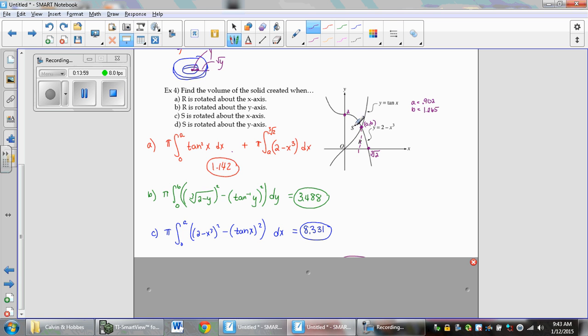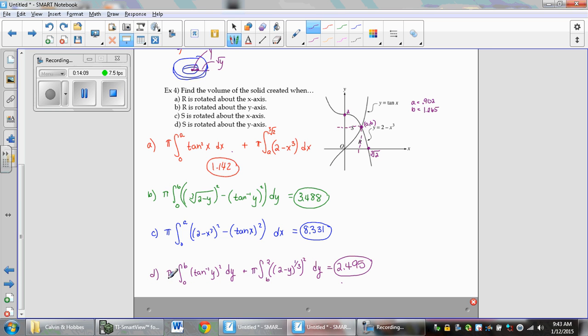And last but not least, if S is revolved around the y-axis, it is solid, but it needs to be split up into two regions, from 0 to b, and then from b to 2. So from 0 to b, I'm spinning the tangent graph, so inverse tan y. And from b to 2, I'm spinning the cube root, giving 2.495. And that is really that.